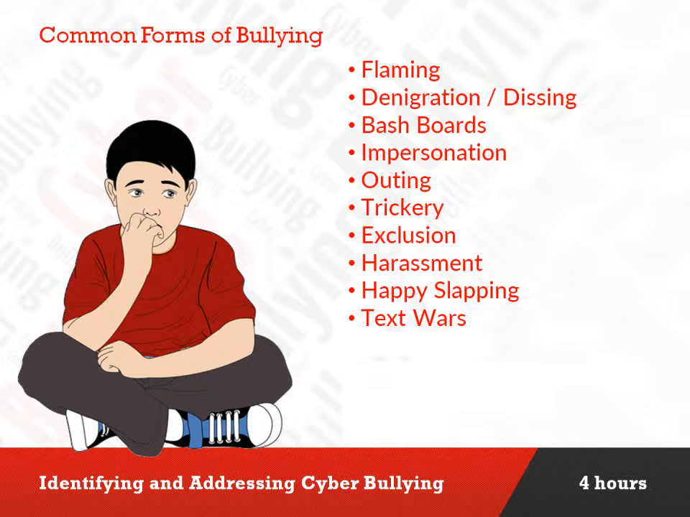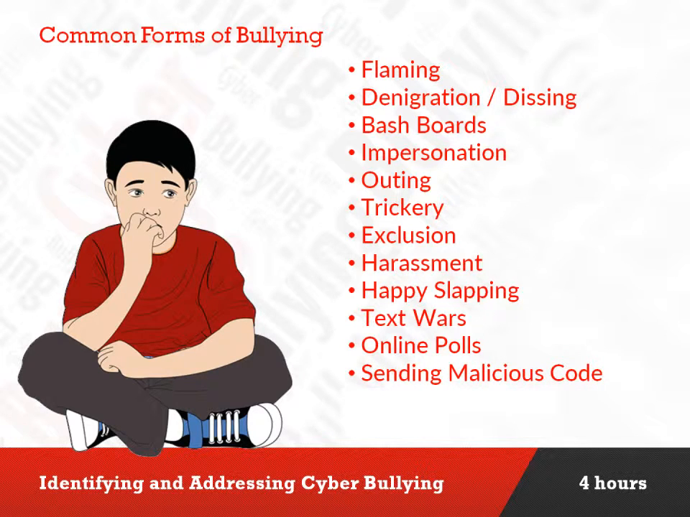Text wars or attacks are when several people gang up on the victim, sending the target hundreds of emails or text messages. Besides the emotional toll it can take on the victim, cell phone charges can be costly. Online polls ask readers to vote on specific questions, often very hurtful and demeaning, such as, "Who is the ugliest person in 8th grade?" or "Who do you love to hate?" Sending malicious code intentionally to damage or harm the victim's system or to spy on the victim.